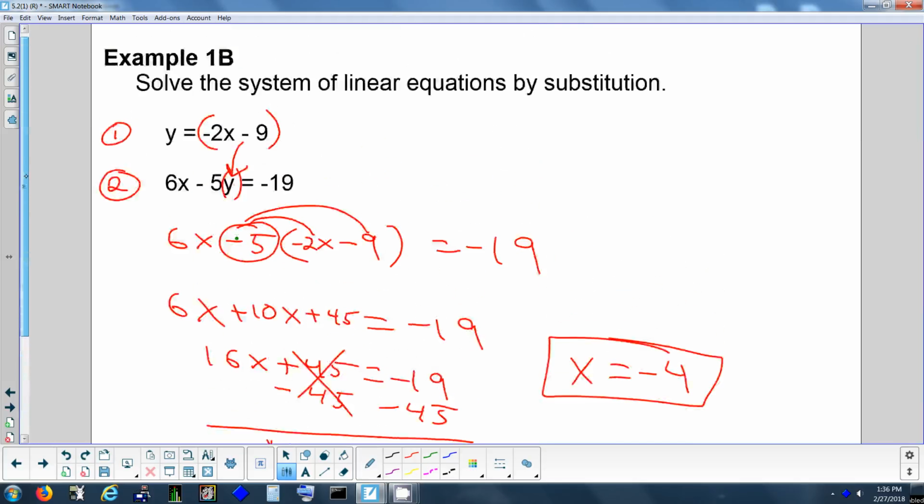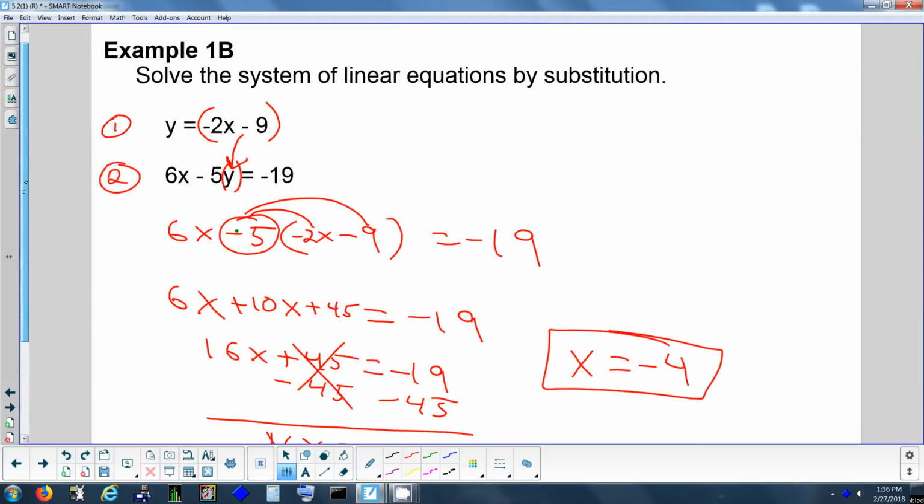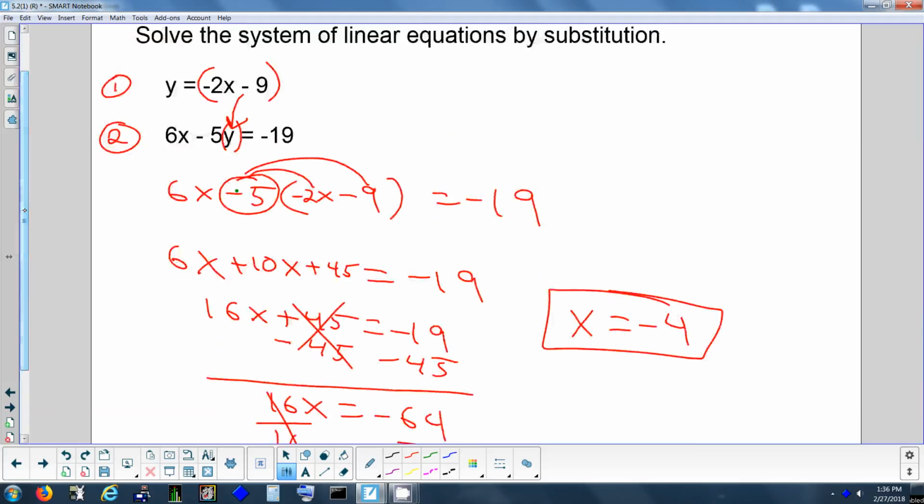Take the equation with the y by itself, y equals negative 2x minus 9, and you plug in x. Put in the x right there. Why didn't we just fill that x in to begin with? Because we didn't have it, so you have to find it, and then you fill it in.